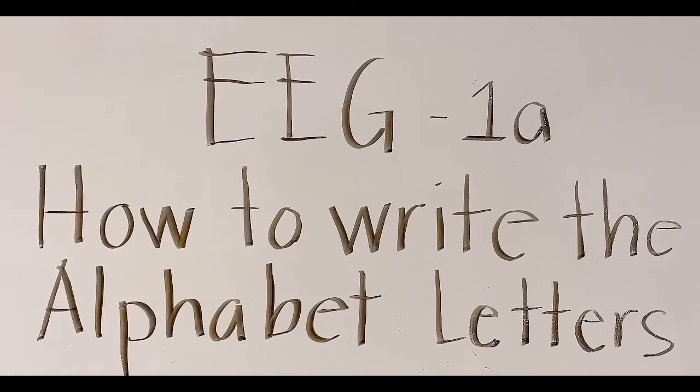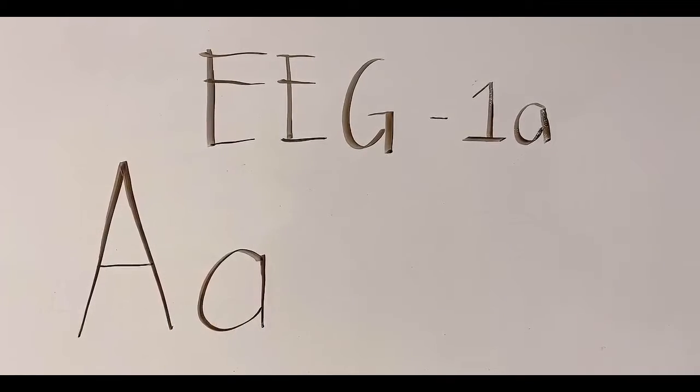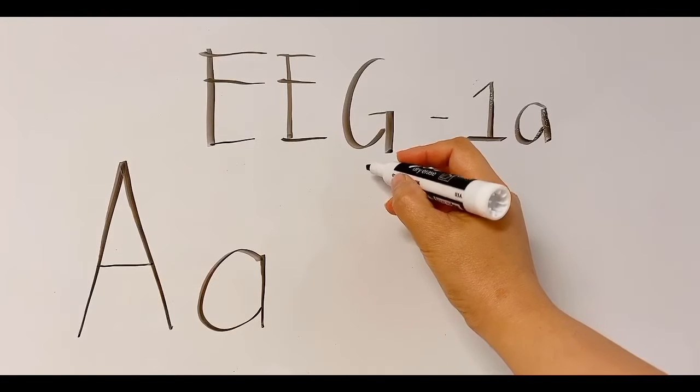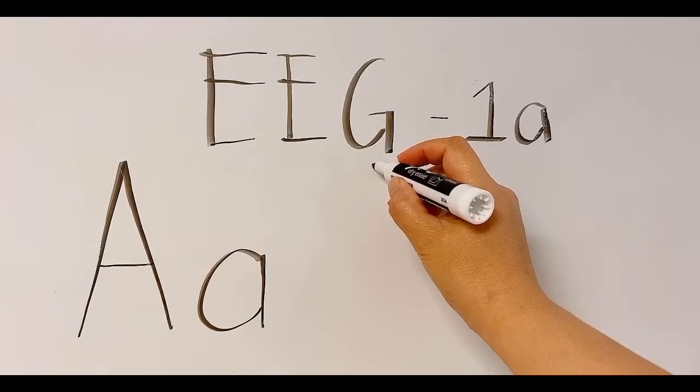In this video, we will learn how to write the letters of the alphabet. Write up! Okay, so let's start with the letter A. Capital A and the small a. Alright, so let us write the capital A and the small a. You can repeat after me, okay?